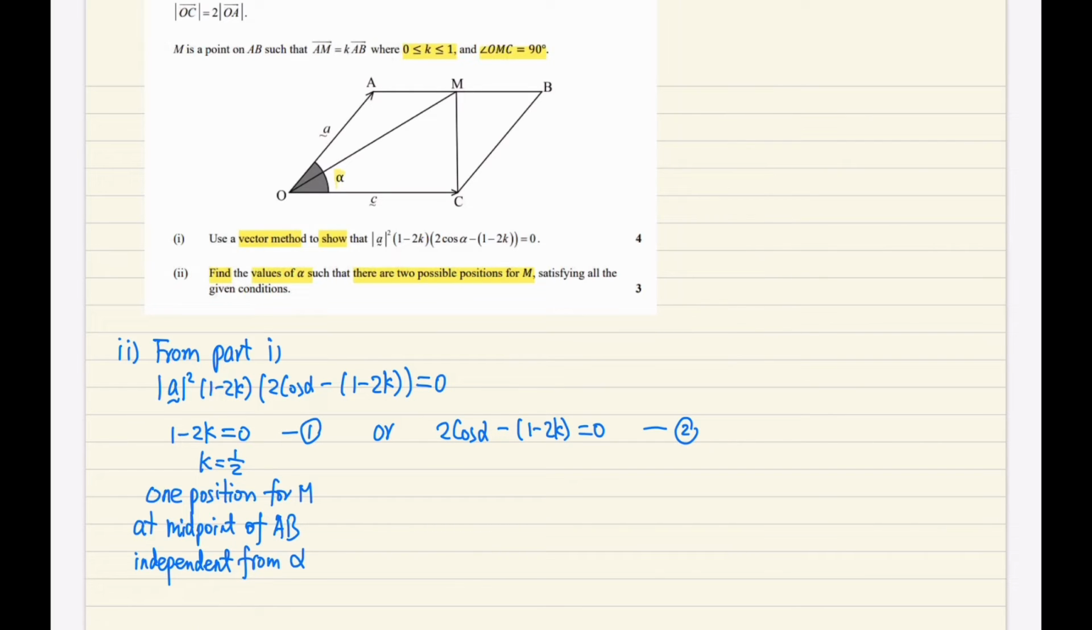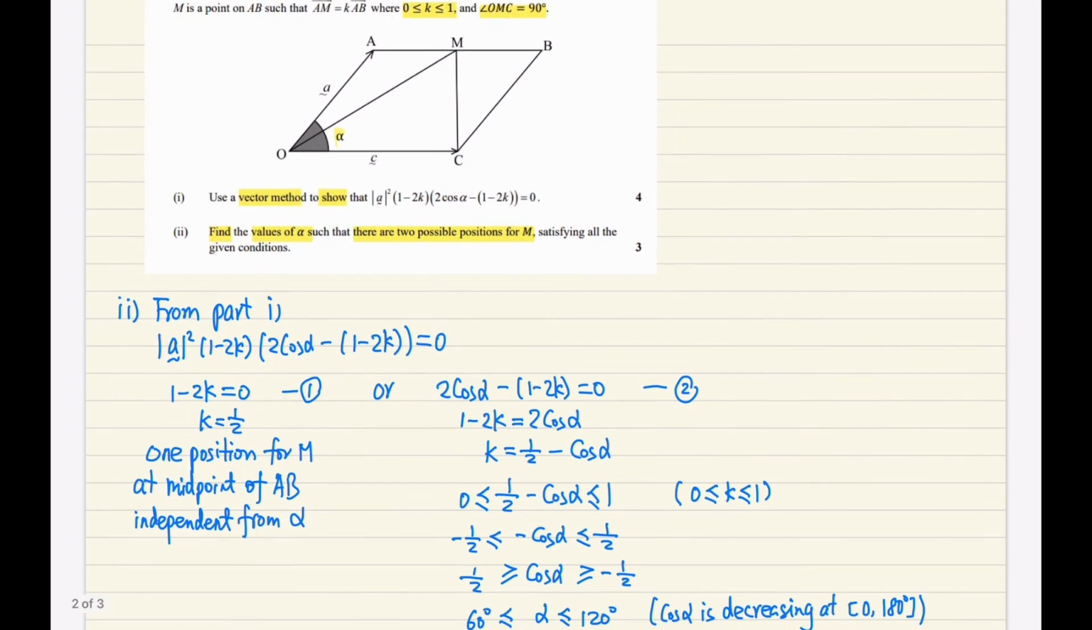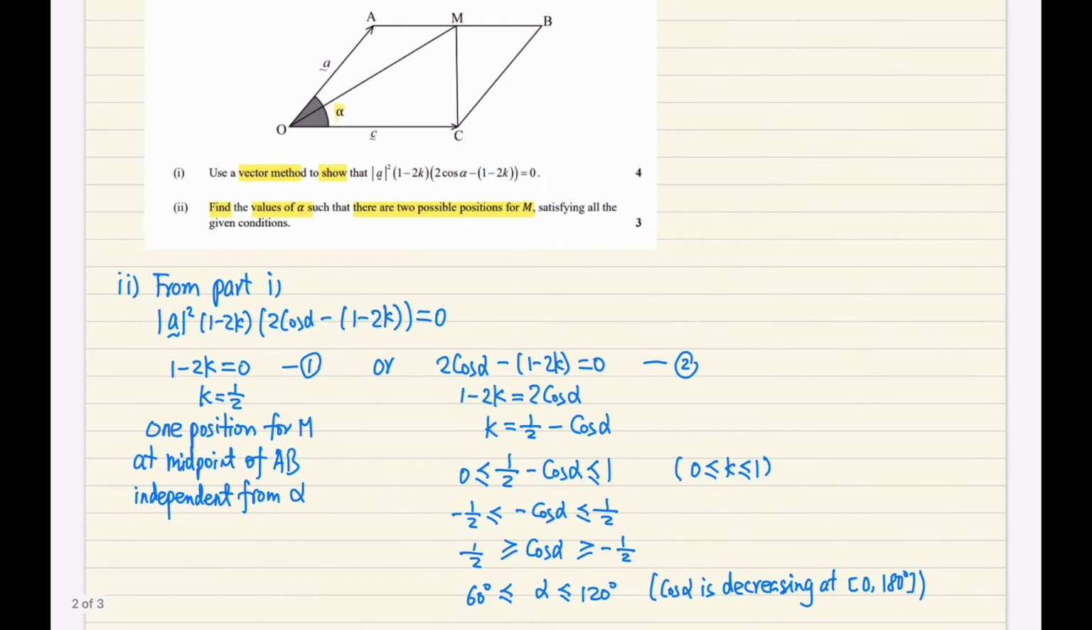In order to use the inequality of k, we should make k the subject, rearrange, and get cosine is between negative 1 on 2 and positive 1 on 2. Be aware that when dividing or multiplying an inequality by a negative number, the inequality symbol needs to be reversed. Thus, less than or equal to is changed to greater than or equal to.